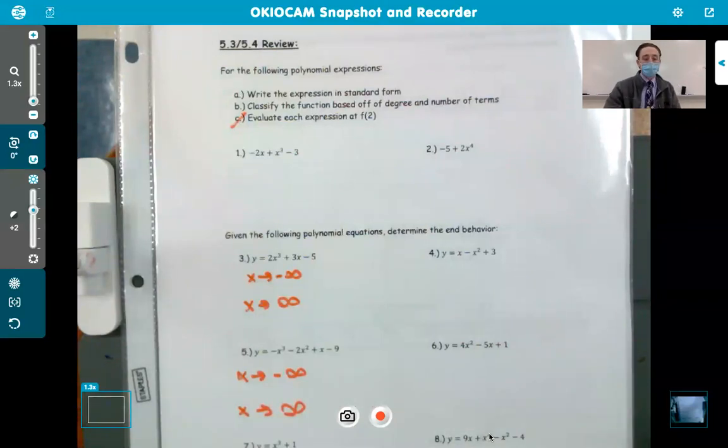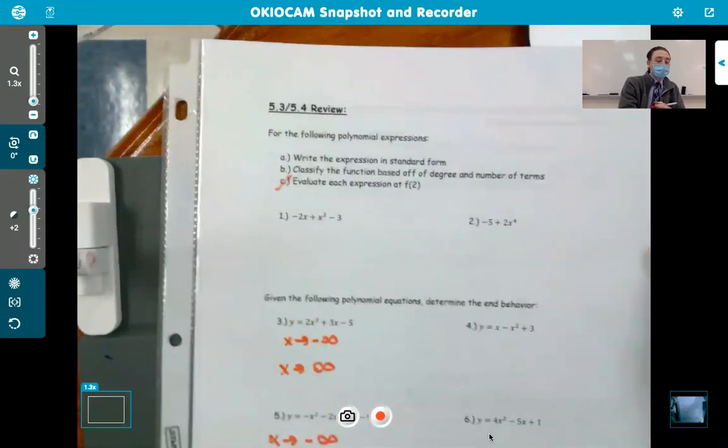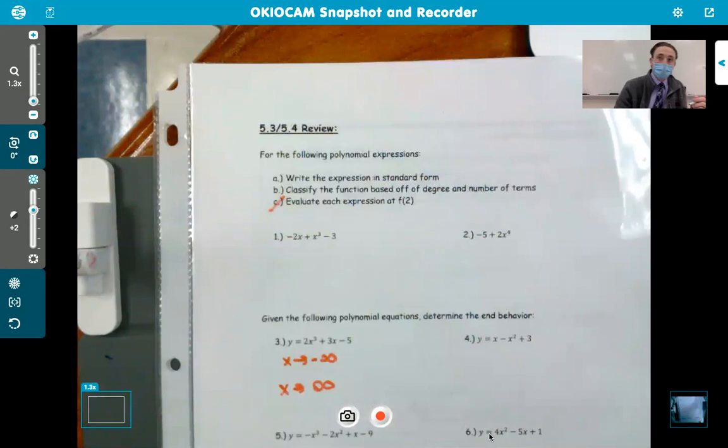Remember, that's always kind of the first step in our process, is to make sure our polynomial is in standard form. And then we want to classify the function based off of the degree and number of terms. So remember that we had certain words that we use to describe a polynomial based off of the number of terms it has and the highest degree that we see there. All right. So for example 1, how would I write this in standard form? What would be standard form of this example here?